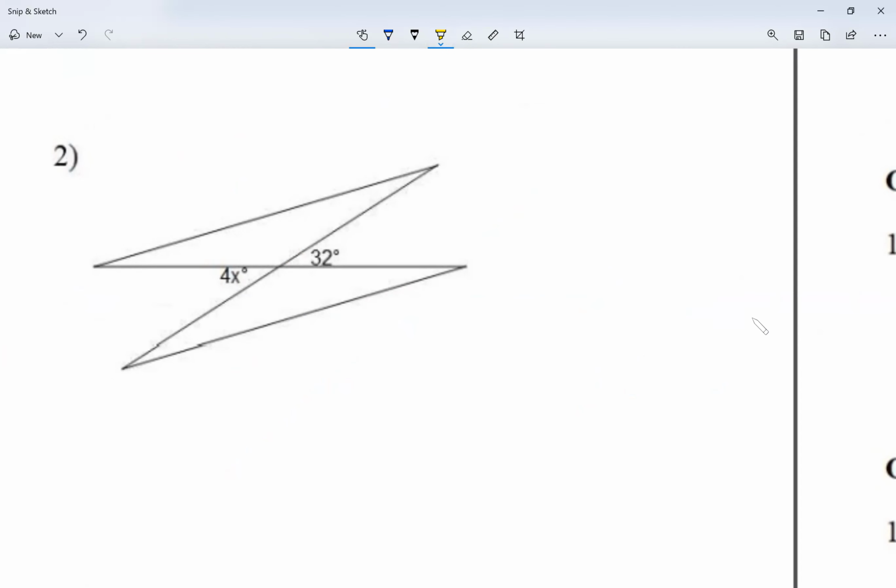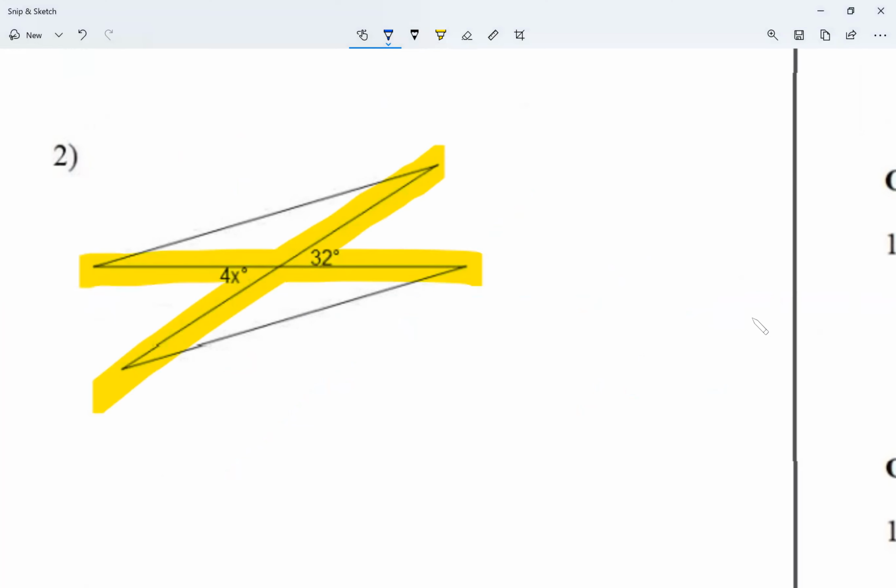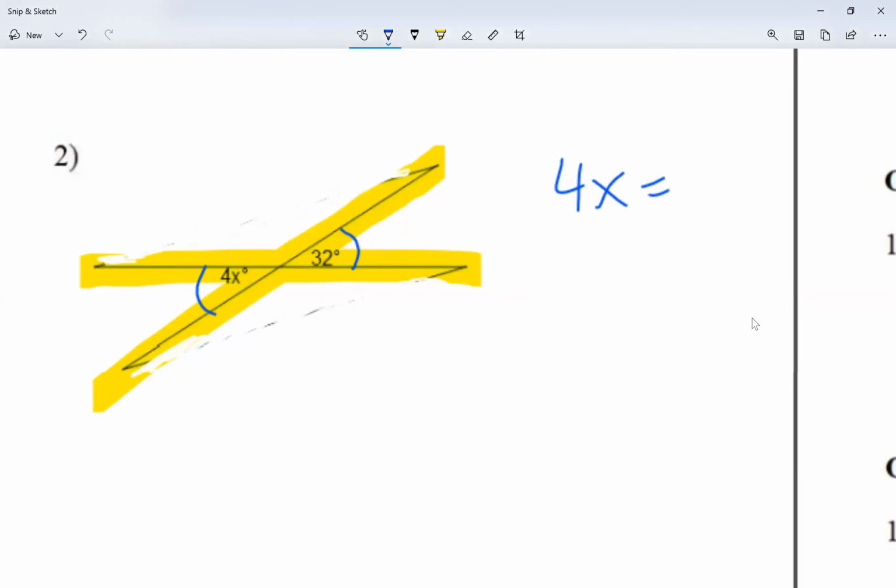Let me take a look at question number 2. Let me emphasize the segments that are used for my angles. I'm using these two lines because I'm looking at this angle 32 and this angle 4X. There are extra things, and I could probably just cross them out. This segment right here has nothing to do with my angles. I said I'm gonna give you extra marks in there just to see if you understand. Now, when I take a look at the segments that were used, I see an X, and I remember, according to vertical angle theorem, opposite angles are equal to each other. So I'm just gonna say 4 times X equals 32.